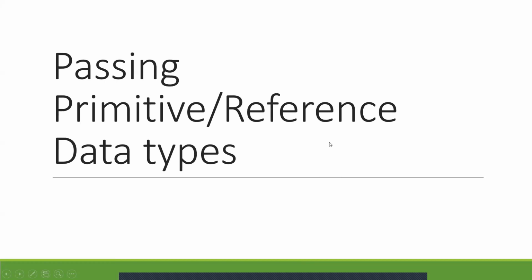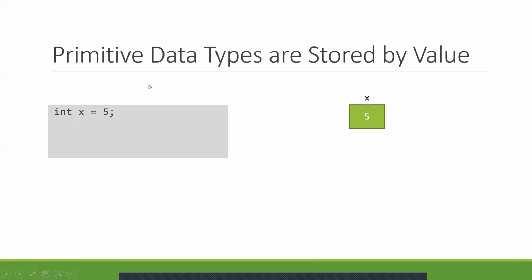Hello everyone. In this video, we will look at the difference between passing primitive parameters to a method versus passing reference parameters like objects, strings, or arrays to another method. Before that, let us have a look at how primitive data types are stored. Primitive data types are stored by value.